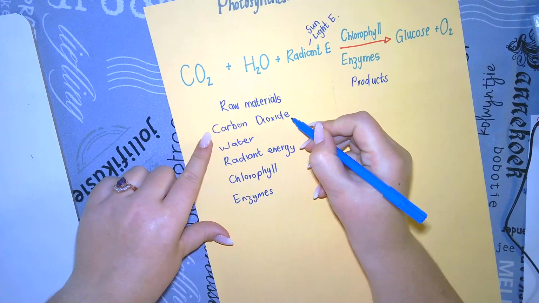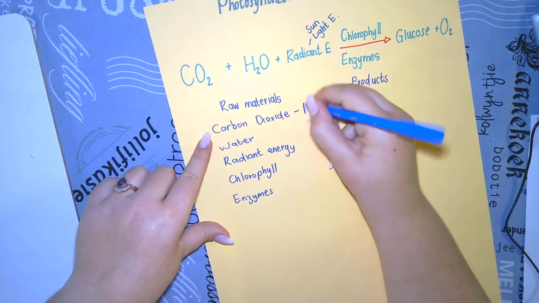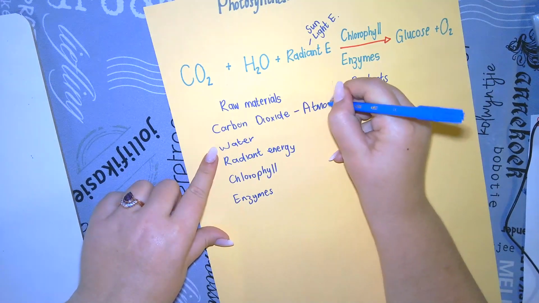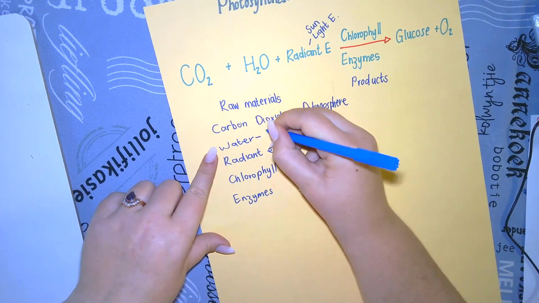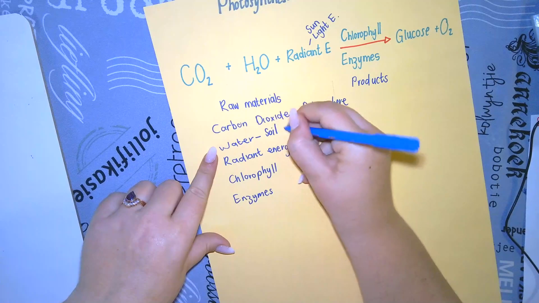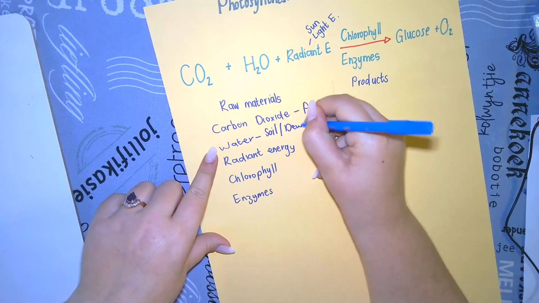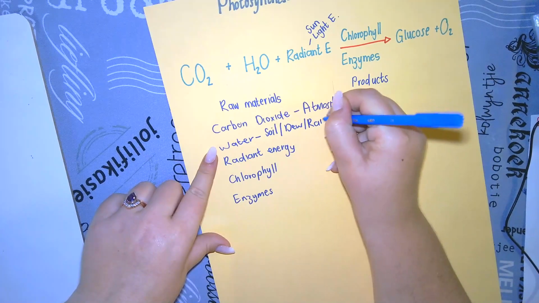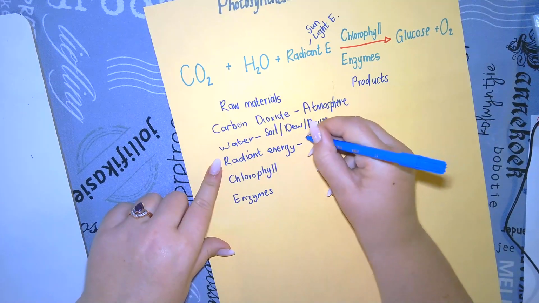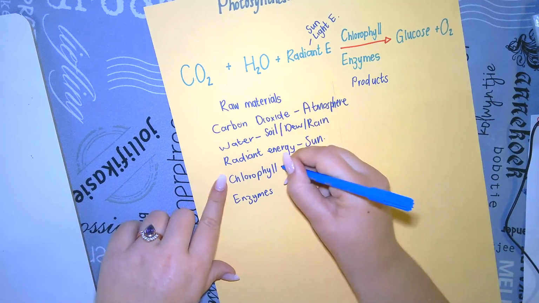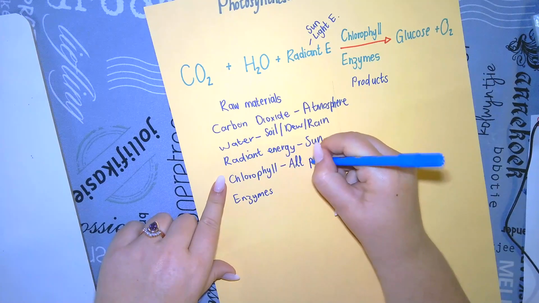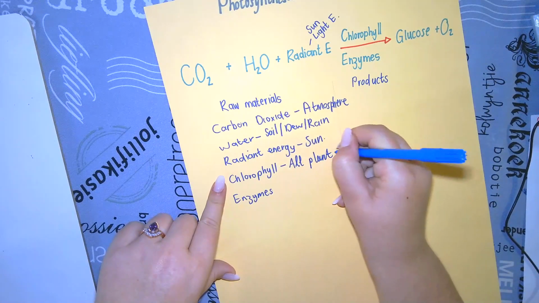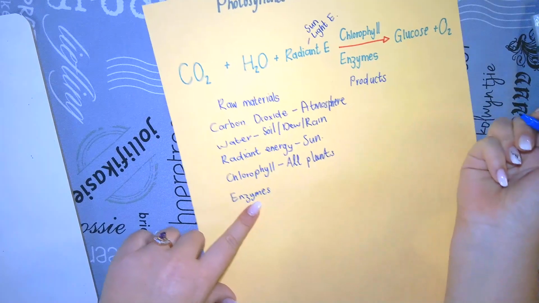So, the carbon dioxide we get from the atmosphere. Water comes either from soil or dew, rain, and so on. Radiant energy comes from the sun, like I said, and then chlorophyll is in all green plants. Good, and enzymes are also in all the plants.